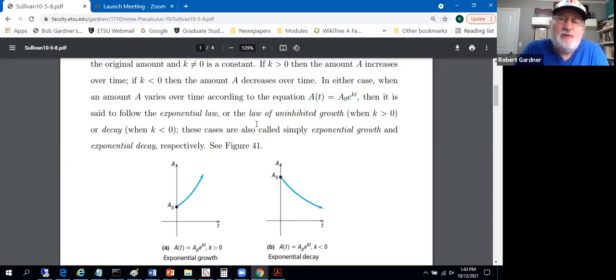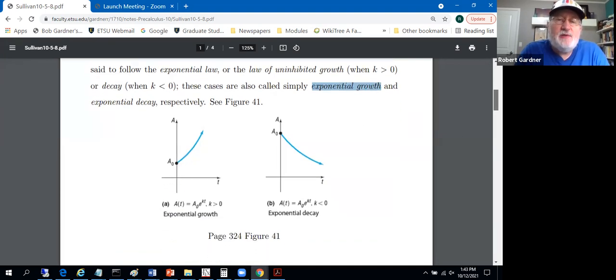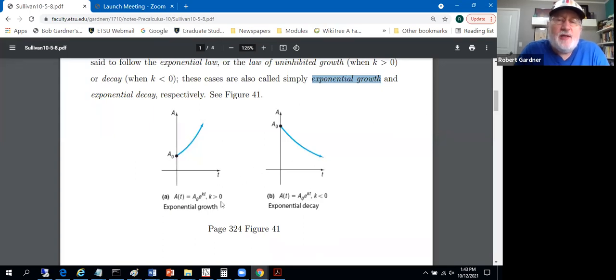The textbook tends to stick to this law of uninhibited growth, which is a reasonable thing to call it, but it's more traditionally called exponential growth. And were we to graph these, when k is greater than 0, we have exponential growth. We get a function that looks like this, only graphed for t positive, but this is a piece of an exponential function. So we could see this extending. If we extended it to the left, it would asymptotically approach the t-axis, the horizontal axis.